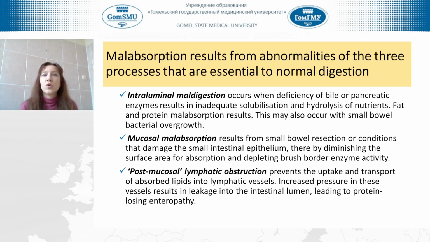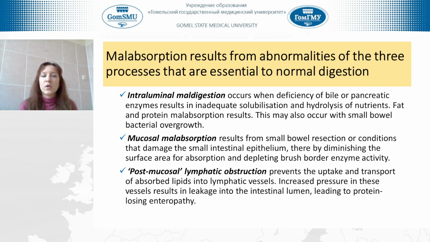Malabsorption results from abnormalities of the three processes that are essential to normal digestion. It can be intraluminal maldigestion, mucosal malabsorption, and postmucosal lymphatic obstruction. Intraluminal maldigestion occurs when deficiency of bile and pancreatic enzymes results in abnormal solubilization and hydrolysis of nutrients. Fat and protein malabsorption result. This may also occur with small bowel bacterial overgrowth.